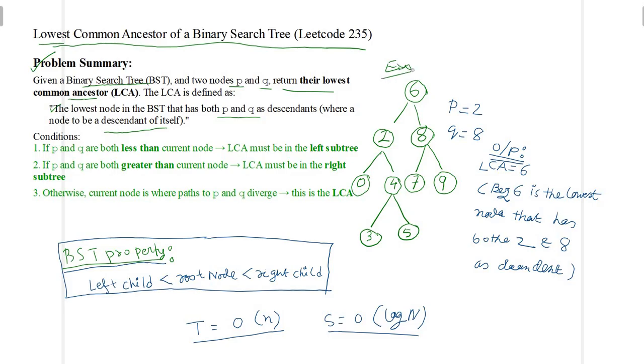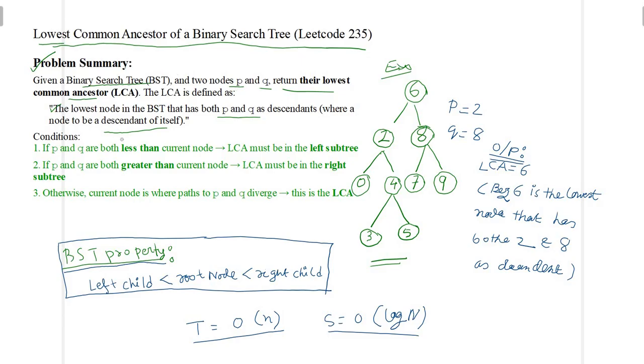So 6 is the root node, its descendants are 2 and 8, and with 2, its descendants are 0 and 4, and for 4 the descendants are 3 and 5. Now in this example we have to find the lowest common ancestor out of that.